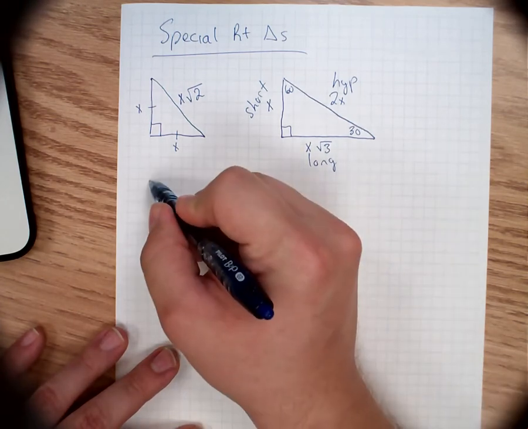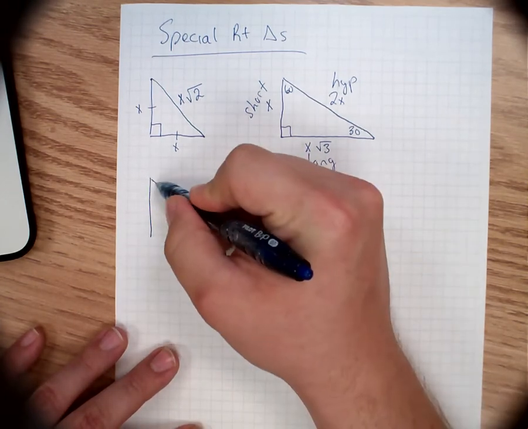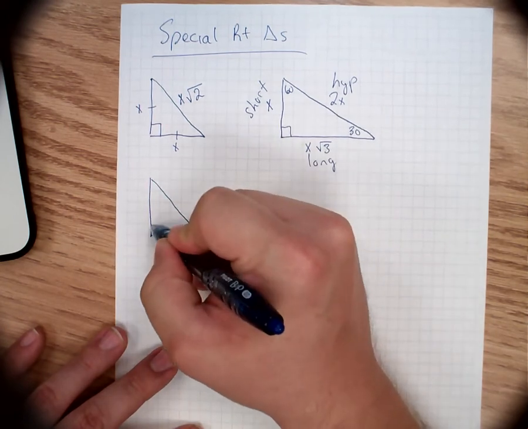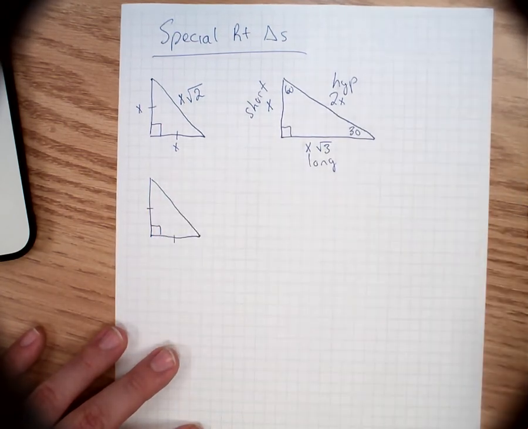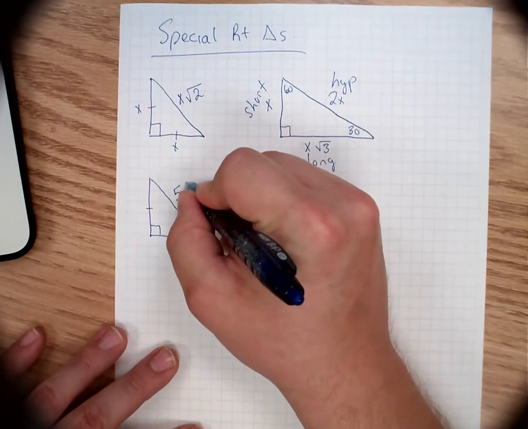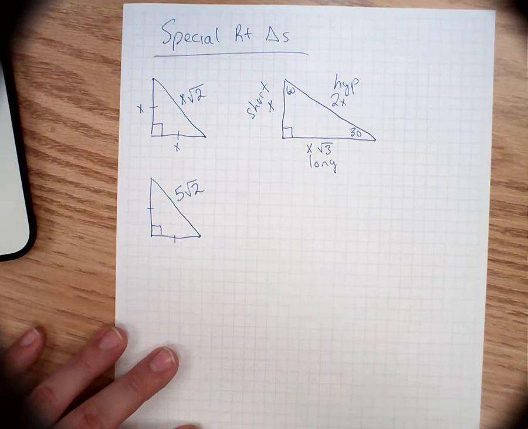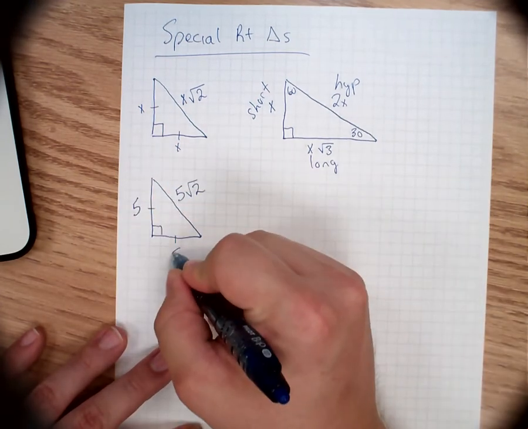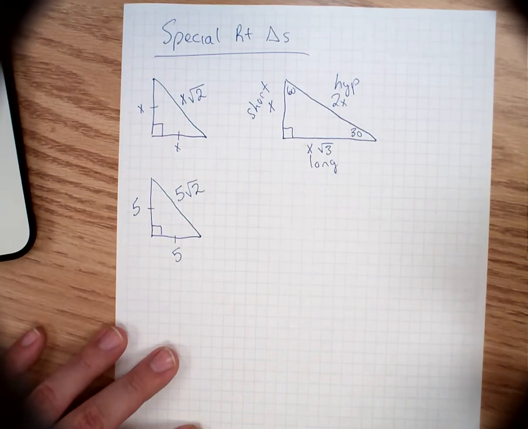Okay, so for instance, let's say I'm told that the length of my hypotenuse is 5 radical 2. Well, I have to remember that the length of my legs is just the number in front of the radical, so it's just going to be 5 and 5 for the lengths of my legs.